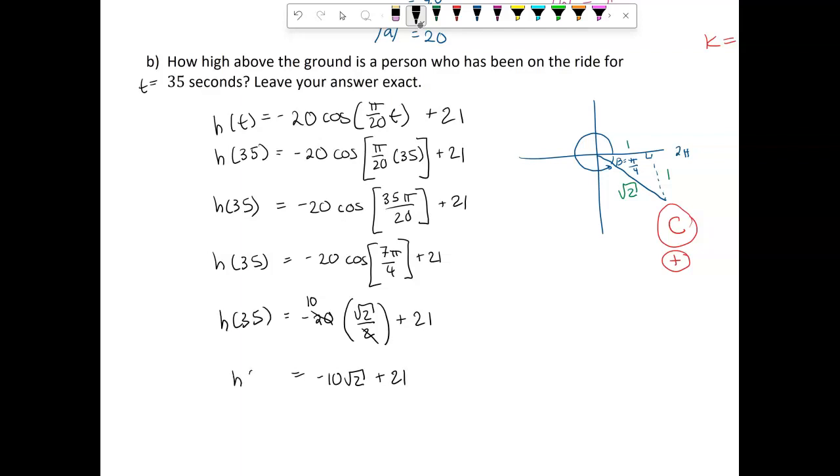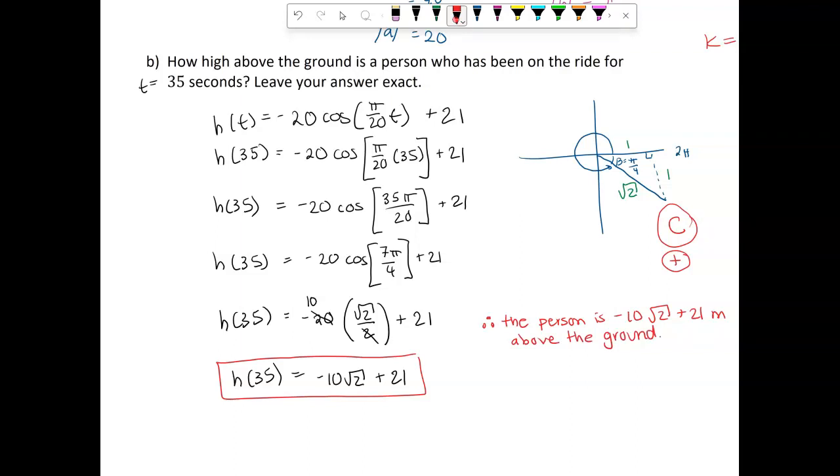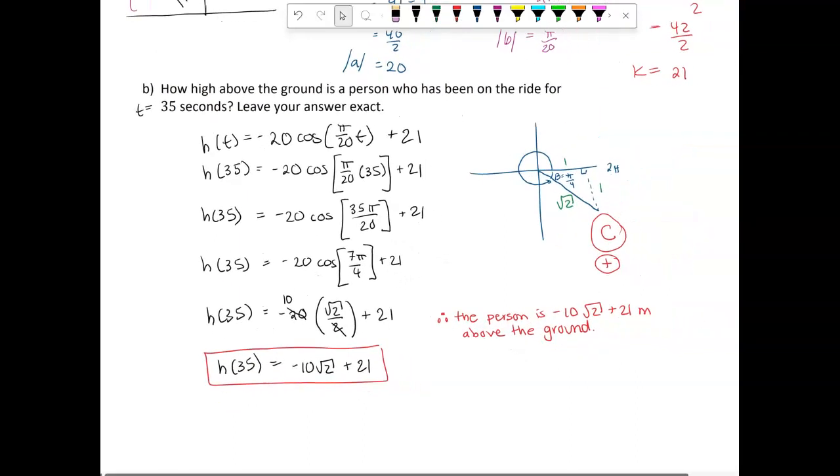I'm going to leave it just like that because it said to leave it as an exact value. If I go any further in simplifying this expression, I'm going to end up having to take the root 2, which is not an exact value. So then I can write my therefore statement. The person is negative 10 root 2 plus 21 meters above the ground. And that's how I'm going to leave my answer, an exact value. All right, have fun.